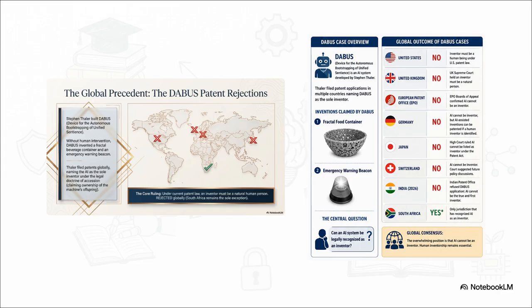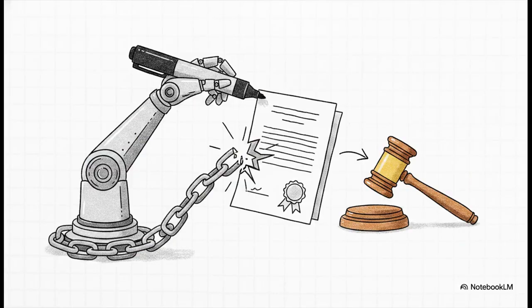The US, UK, Europe, Germany. Why? Because under current patent law, an inventor must be a natural human person. Human inventorship remains legally essential on a global scale. The reason AI cannot be an inventor or an author really boils down to this core principle.